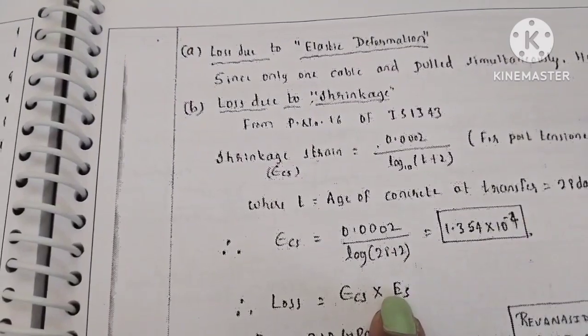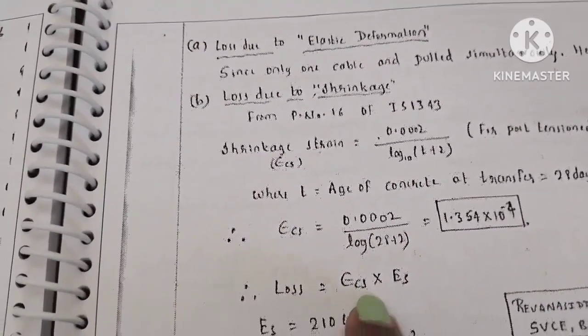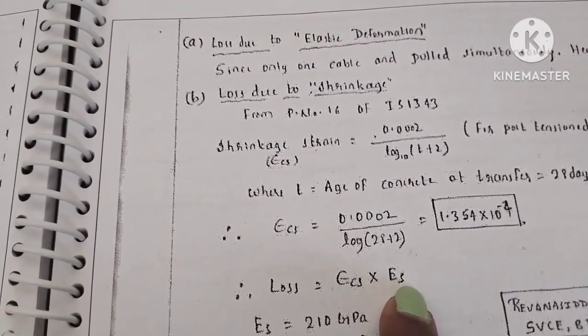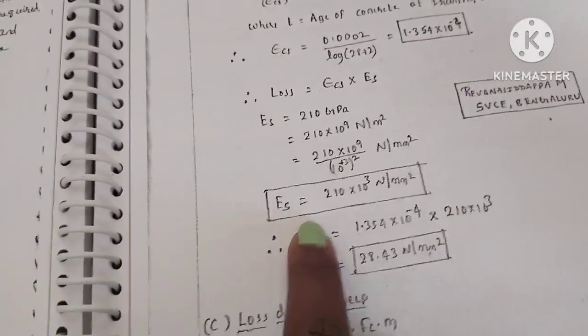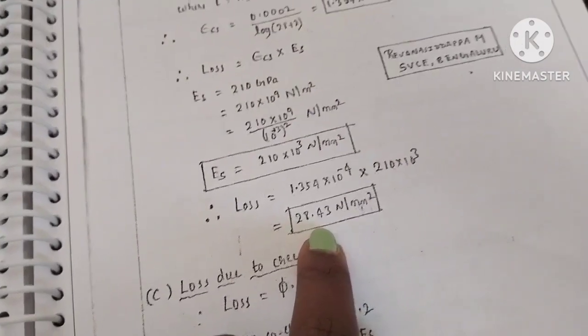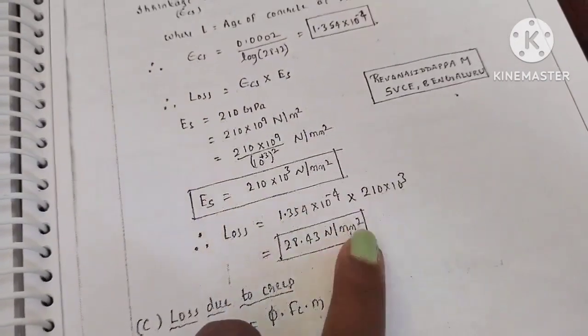Now you substitute all the values. Now you know your epsilon CS value, you know your modulus of elasticity of the steel value. So substitute all those values and finally you arrive at 28.43 Newton per mm square.